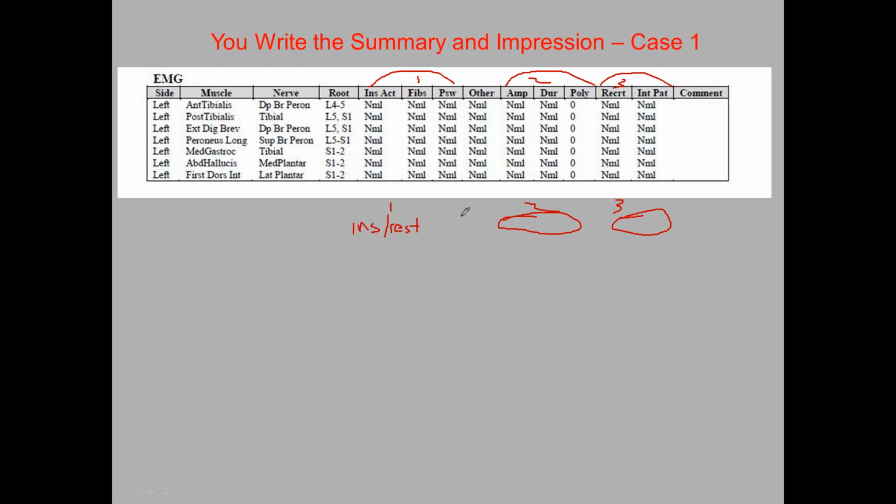You see it? It's important for you guys to see that, because that's what you write. And then if you wanted to characterize this, I might say something along the lines of muscles sampled from the left lower extremity representing the L4 through S2 myotomes demonstrate normal insertion and resting activities, motor unit morphology, and recruitment. Period.